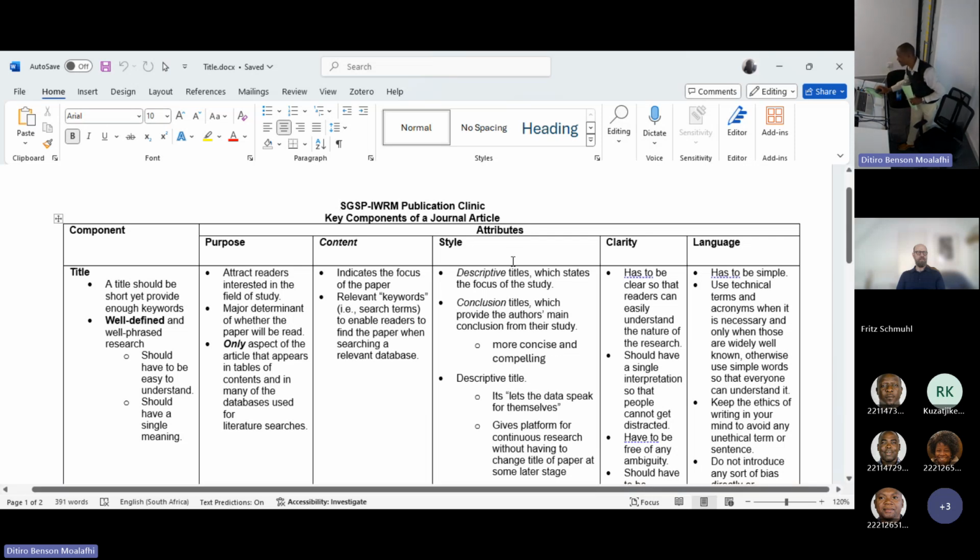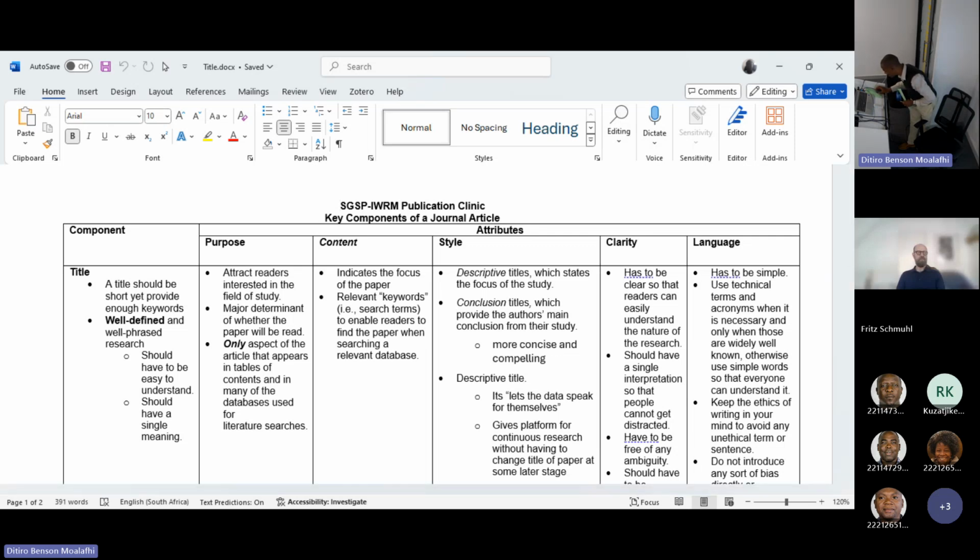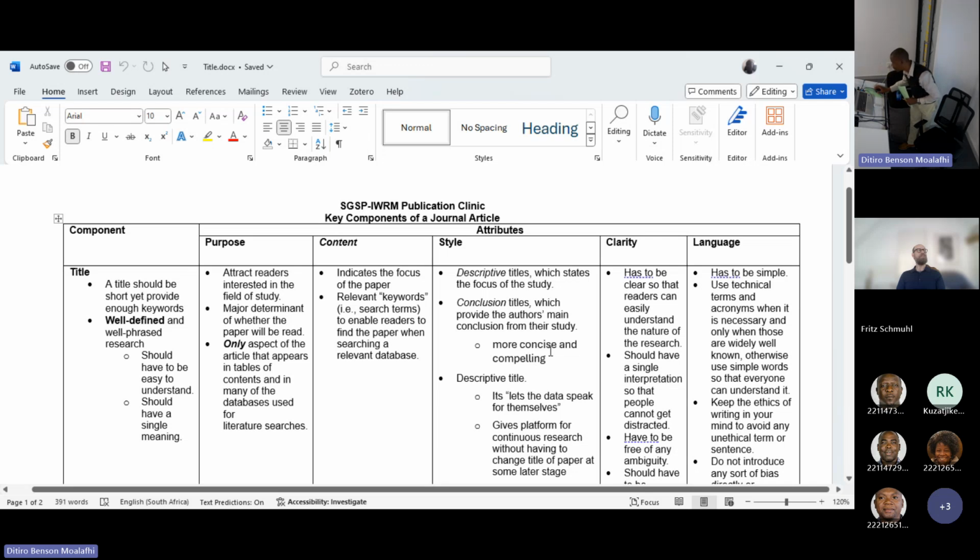Now, when we look at the styles of titles, we have two major ones. We have the descriptive titles, which state the focus of the study, and we also have the conclusion titles, which provide the author's main conclusion from their study. Of course, what we see is that the conclusion title is more concise and compelling, but at the end of the day, we see that the descriptive title is the most popular one.